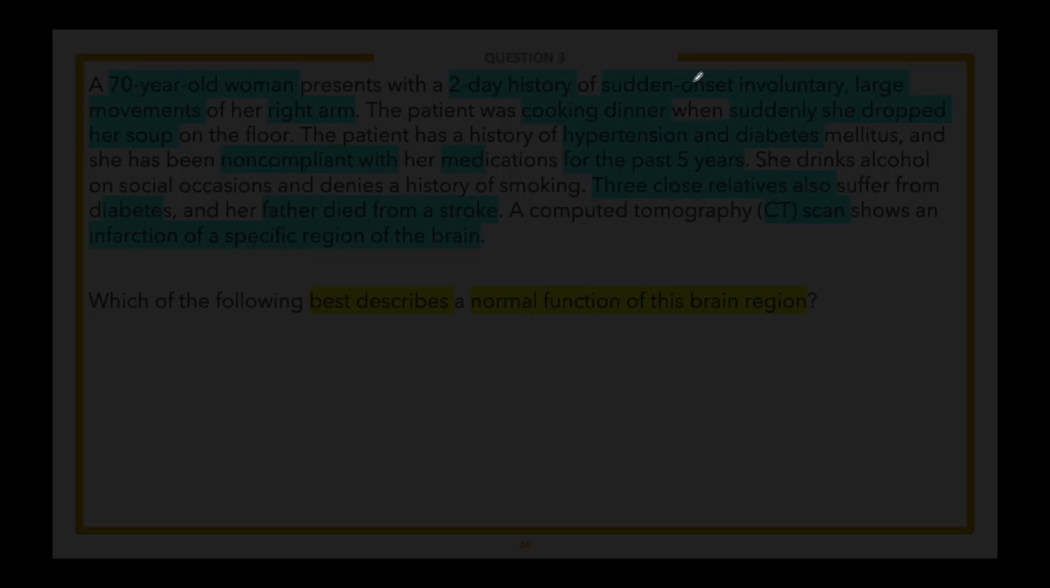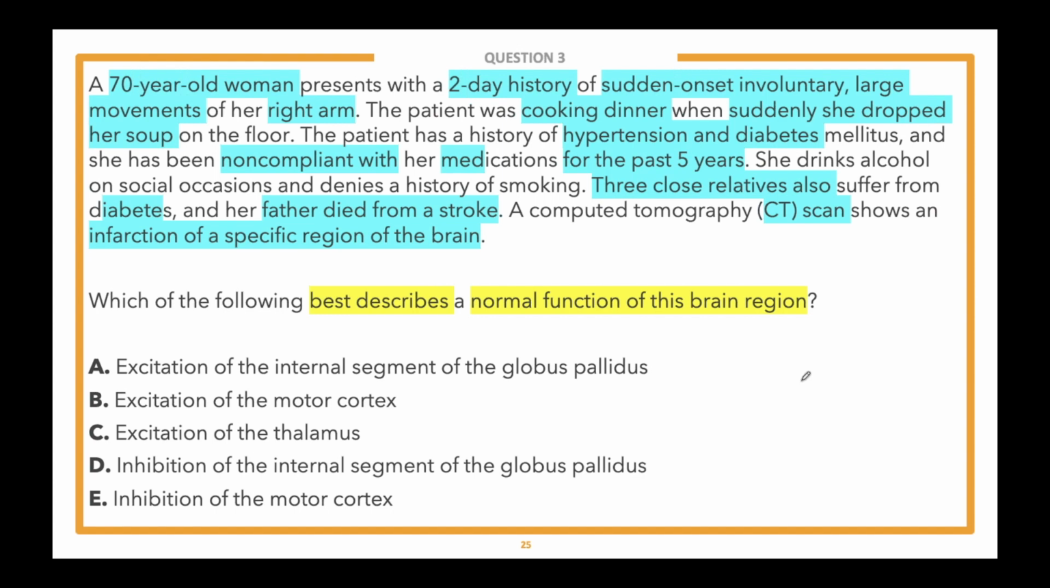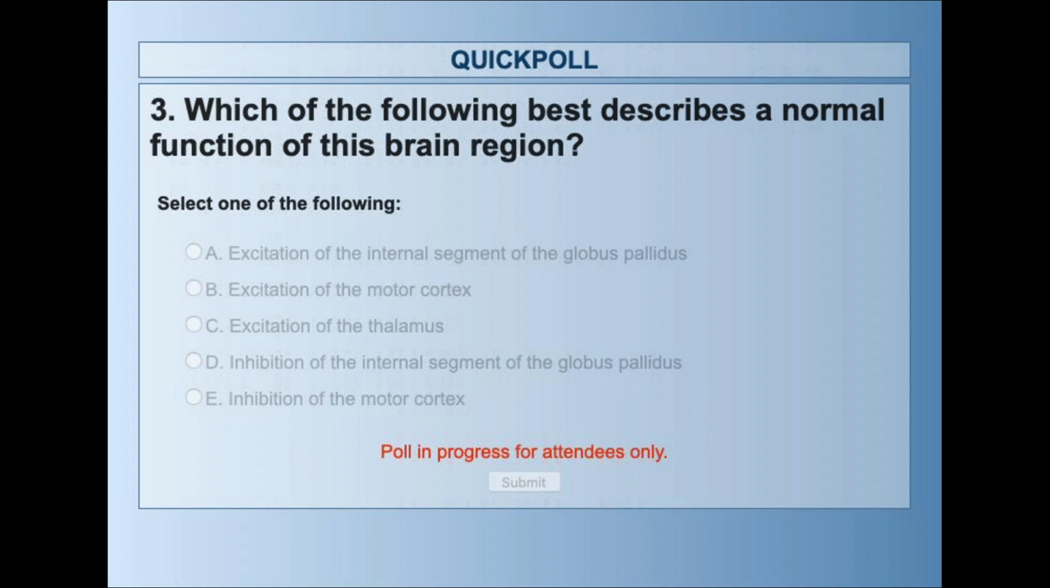So let's take a look at those answer choices. And once again, we have 5 answer choices, and I'm going to start at the bottom and work our way up to the top. Answer choice E, inhibition of the motor cortex. D, inhibition of the internal segment of the globus pallidus. C, excitation of the thalamus. B, excitation of the motor cortex. And A, excitation of the internal segment of the globus pallidus. So once again, we're going to go ahead and open up that answer choice. Go ahead and select the one that you think best describes the normal function of this brain region. And we'll talk about it in just a few seconds.